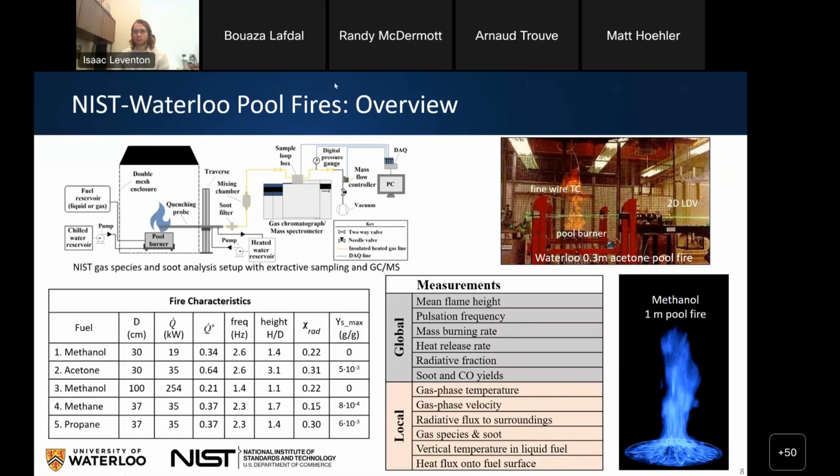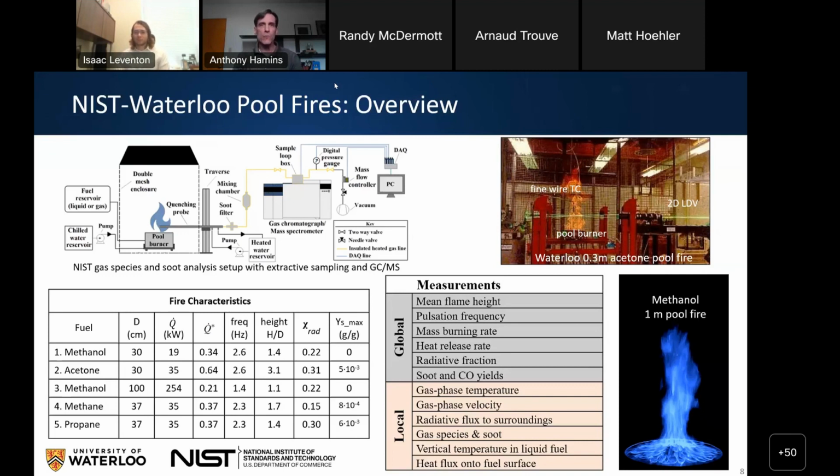Okay, thank you, Isaac. So the MaCFP GitHub website contains data sets representing complementary pool fire measurements conducted at the University of Waterloo and at NIST. And a schematic of the NIST burner system and gas sampling apparatus is shown on the top left of this slide. Fires are established on water-cooled liquid or gas burners, and a gas sample is extracted from various locations in the fire via a pump and mass flow controller. The sample flows through heated lines and a particle filter and is injected into a gas chromatograph mass spec for identification and quantification of gas species.